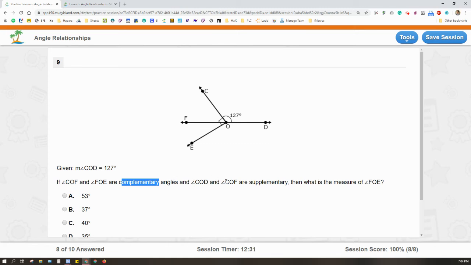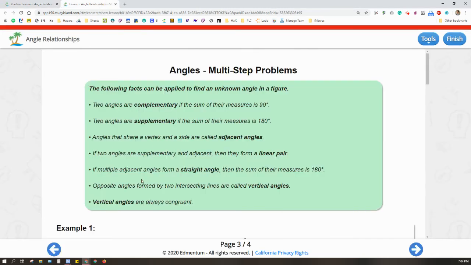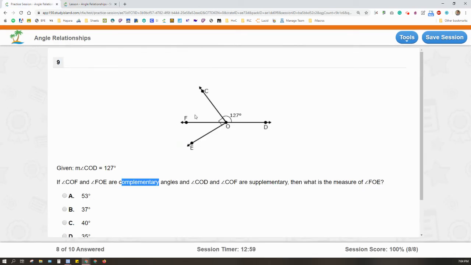And then it says COD and COF are supplementary. Of course they are. They make a straight line. If you have two angles that make a straight line, of course they're supplementary. And again, it says that in here: if multiple adjacent angles form a straight line, or straight angle, then the sum of their measures is 180 degrees. And two angles are supplementary if the sum of their measures is 180 degrees. So COF and COD make 180 degrees.